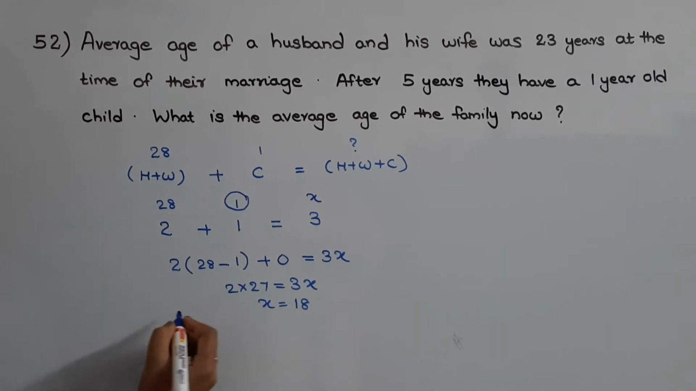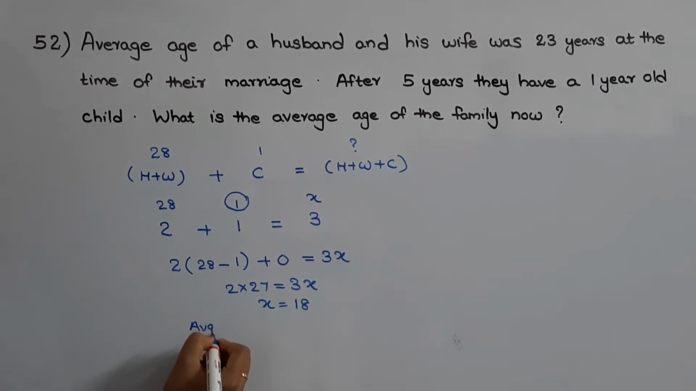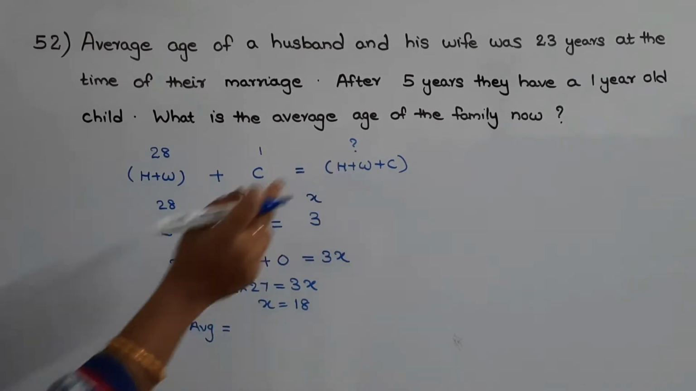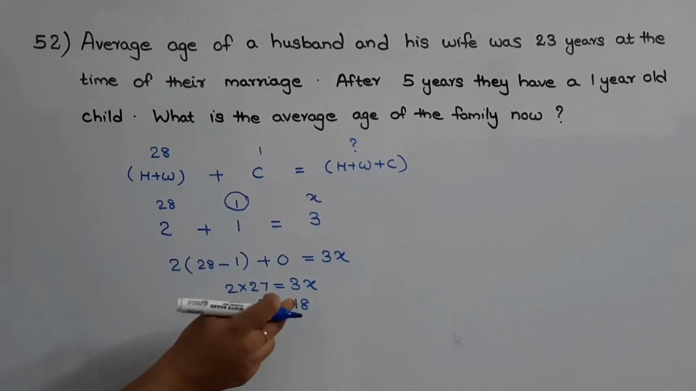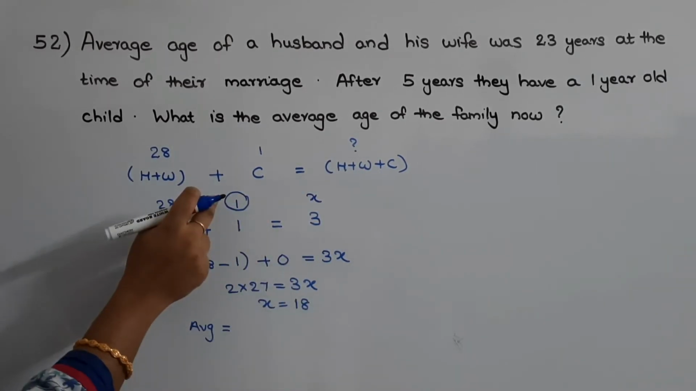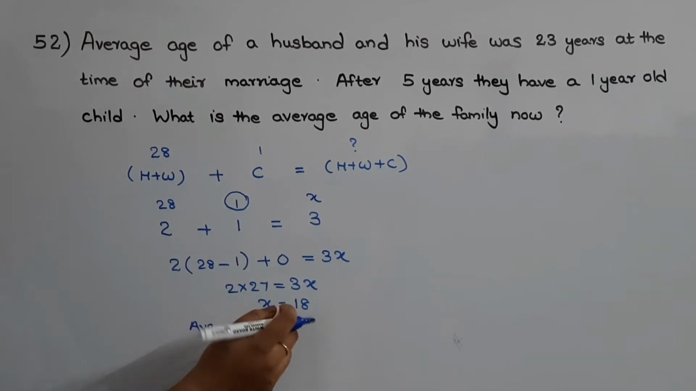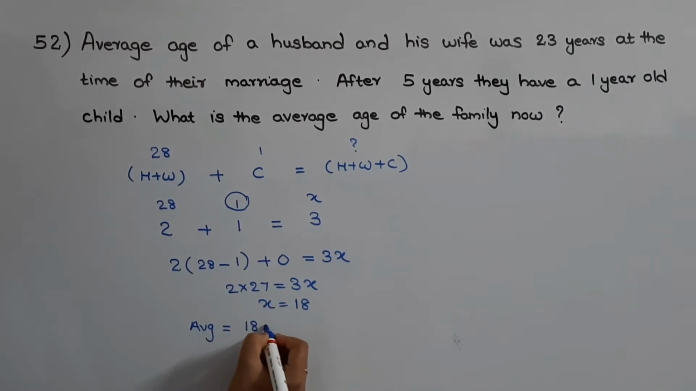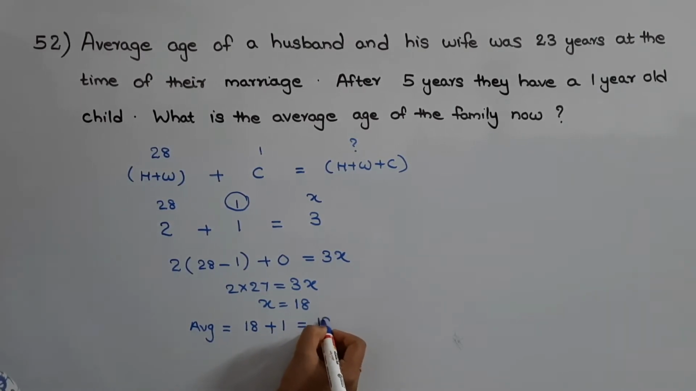Then what will be the average? The average age of husband, wife and child at present will be equal to this increase in average plus reference average. So the increase in average is 18 and the reference average is 1. So the average age of husband, wife and child at present will be 19 years. So this is the answer.